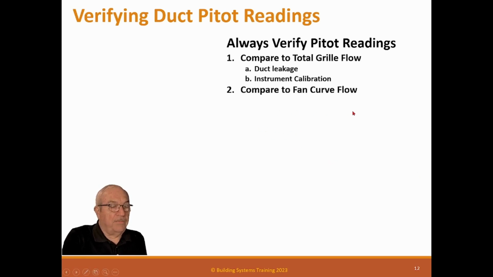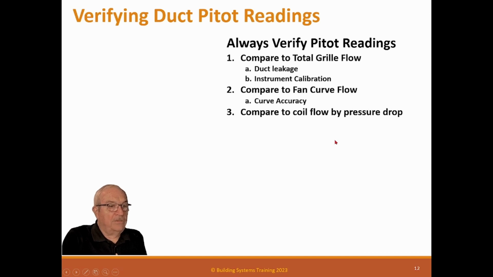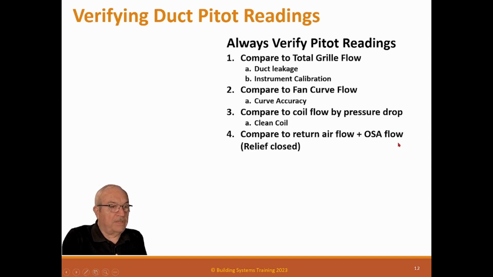You want to compare the fan curve. If you're taking a pitot on a unit and you're downstream, you want to check what the fan says is flowing, and that's a comparison to your pitot. Curve accuracy is not as accurate as other things, but if they're close, you feel good about that. Compare to coil flow. You have a pressure drop on a new coil, and you can compare the flow to that. It needs to be a clean coil. Compare to return airflows plus outside airflows. If you have some good way of measuring these already, or you've done other pitots on those and you add those together, well, okay, that's good.